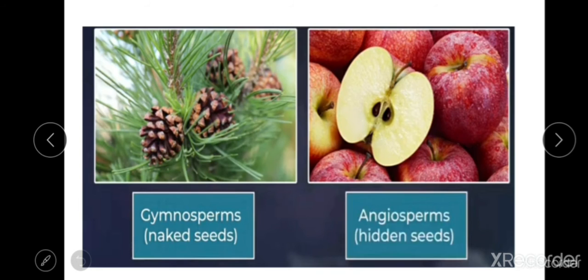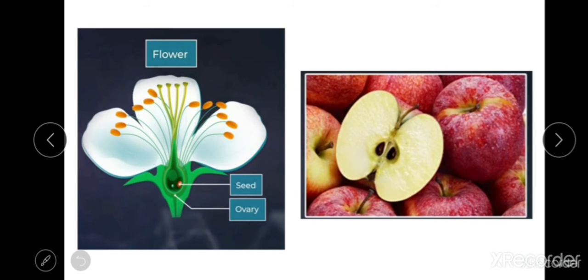Moving to the flower part. As I keep saying, seeds are enclosed inside the ovary. Seeds are enclosed inside the fruit. So what am I talking about? Listen carefully. Actually, when the flowers get fertilized, then the ovules present inside this ovary develop into seed, and the ovary as well as the other flower parts develop into fruit.